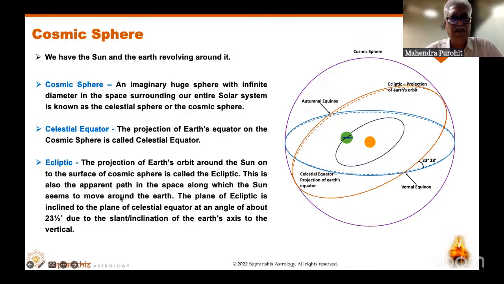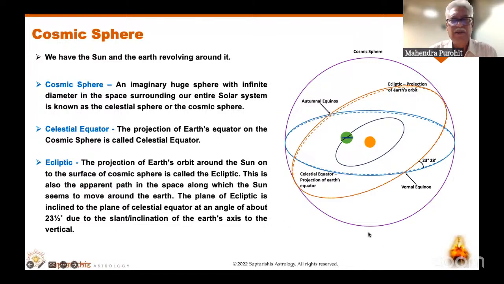This is just the imaginary huge sphere, which you can imagine as a huge surface around the earth, sorry. The whole entire solar system, the space, is surrounded by this sphere, and this is called celestial sphere. Just like our earth, this is a bigger sphere around the earth. So this is the earth, suppose. This is earth, by the way. And this is cosmic sphere.